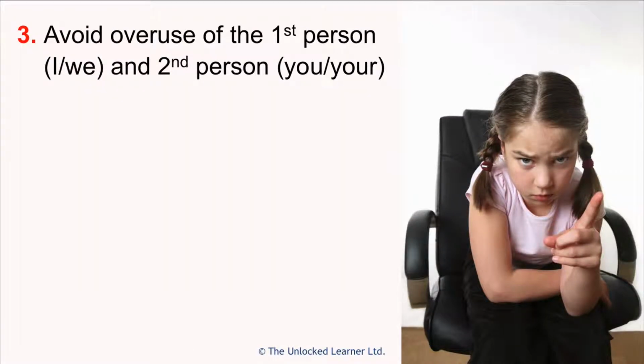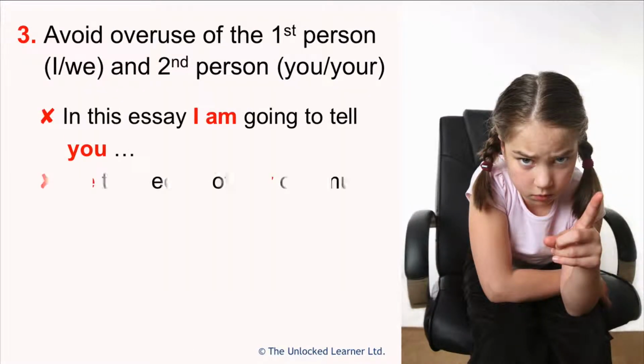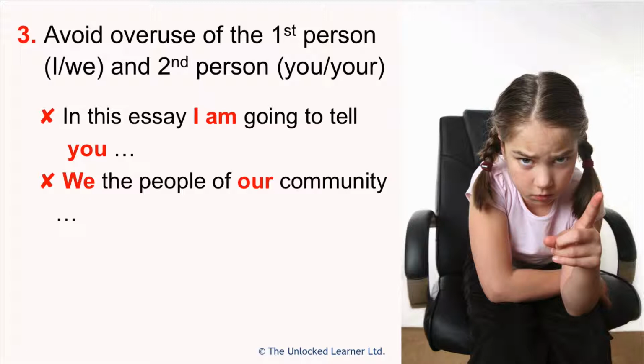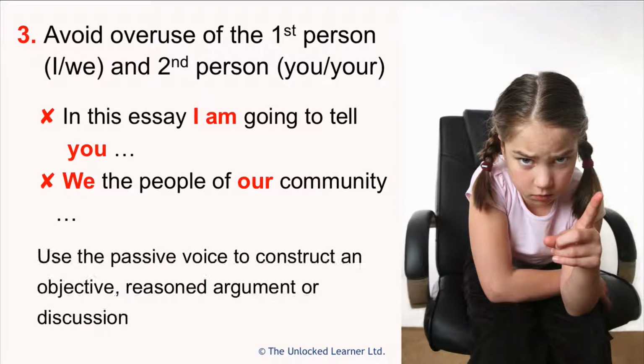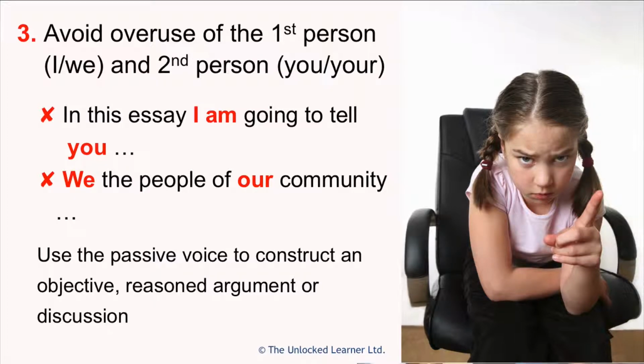Moving on to essential rule number 3, avoid overuse of the first person, which is I or we, and the second person, which is you or your. For example, in this essay, I am going to tell you, or we the people of our community. Instead, write using what's called the passive voice to construct an objective, reasoned argument or discussion. Check out the link in the description below if you want to learn and understand more about using the passive voice.